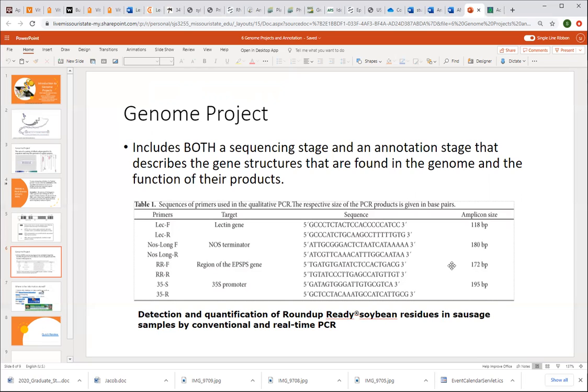And these are called oligos. They are a few nucleotides long, about 20, usually 18 to 21. And these are the primers that would be laid down for your PCR. And over here, it's telling you the amplicon size.